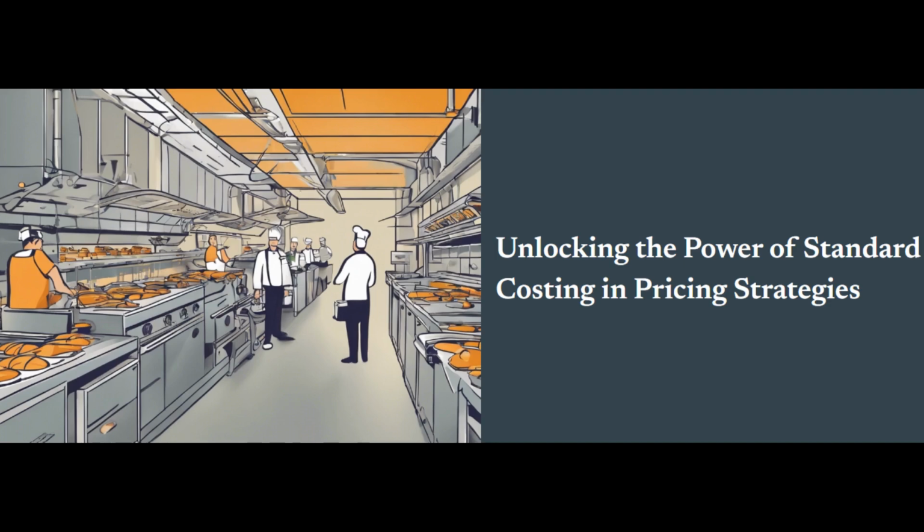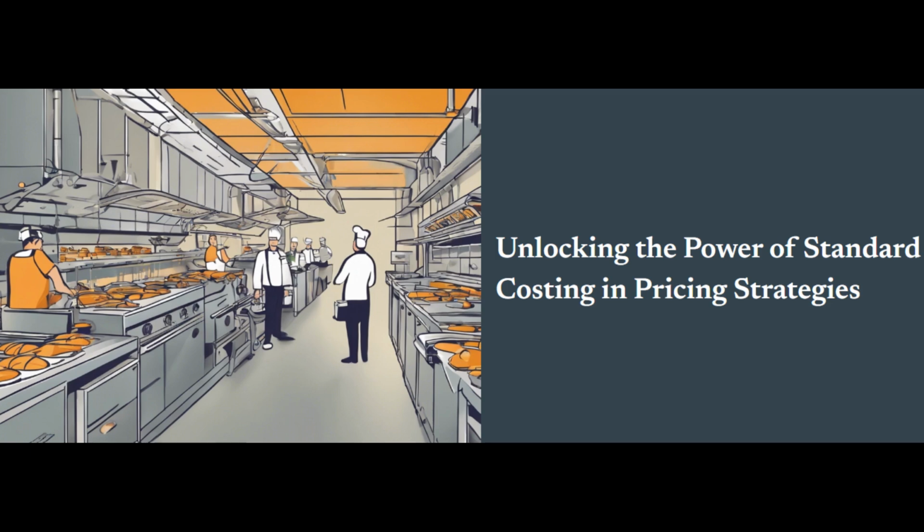Pricing is a critical component of a business's overall financial management, and standard costing plays a significant role in shaping these decisions. Standard costing is a method used in managerial accounting to estimate the cost of manufacturing a product or providing services. By setting predetermined or standard costs for direct materials, direct labor, and manufacturing overhead, companies can use this information to determine the optimal pricing for their offerings.